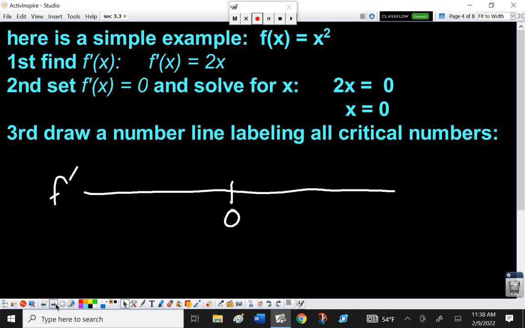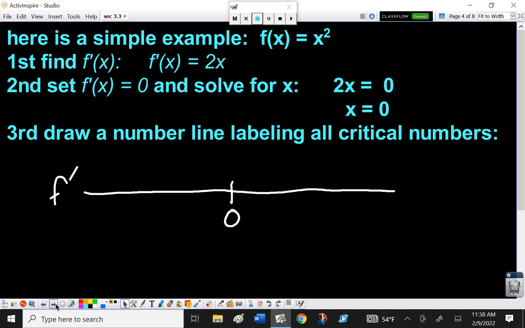First thing I want you to do is to find the derivative. Well, the derivative of f of x is 2x. Second, you need to set the derivative equal to 0 and solve for x. This will help us find our critical numbers. 2x is equal to 0 means x equals 0. X equals 0 is a critical number.